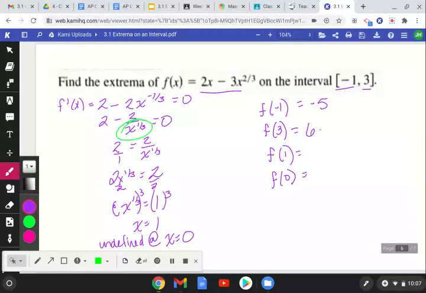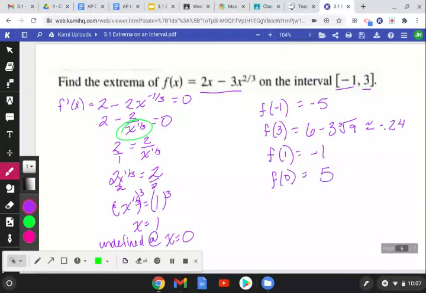It's going to be 6 minus 3 cube root of 9, but it's approximately, just for comparison's sake, I don't need to go out too far. I just need to compare if it's bigger or smaller. So it's about -0.24. And then if I plug in f of 1, I get -1. And if I plug in f of 0, I get 5.